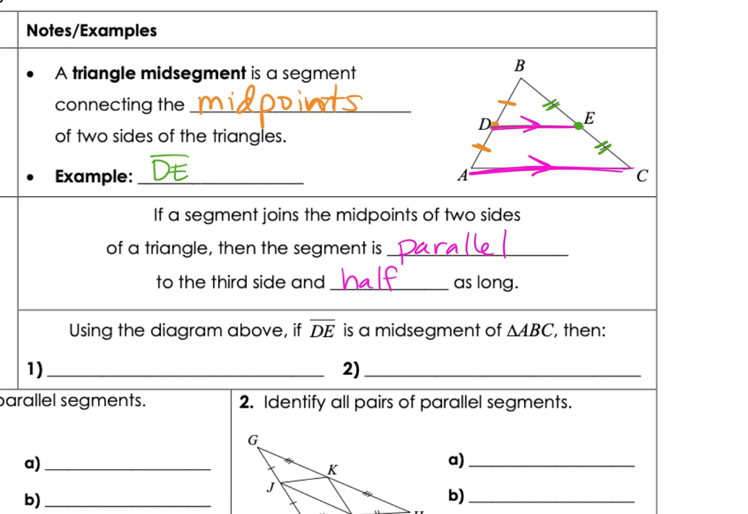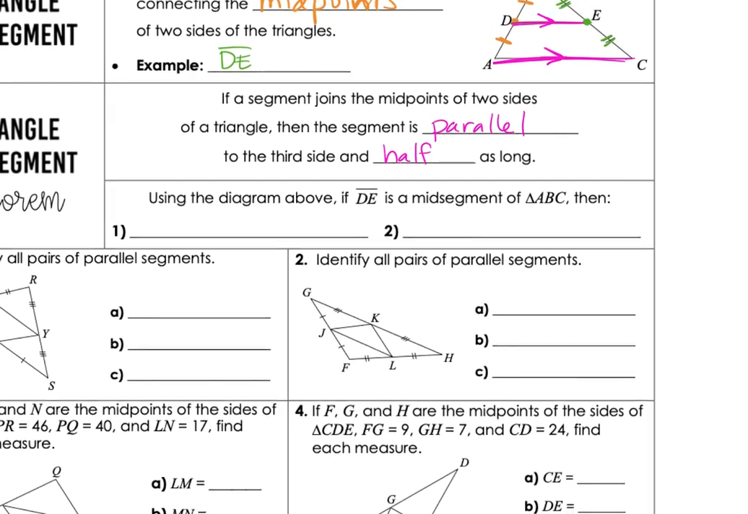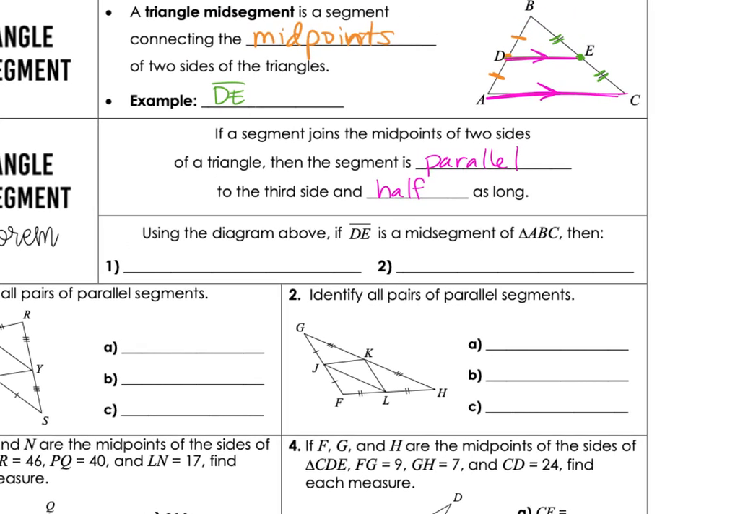Okay. So if you look at that picture, it says using the diagram above, if DE is the mid-segment of triangle ABC, then if we put these two concepts into more symbolic form, we would be saying segment DE is parallel to segment AC. And then we would say DE as a length is half of AC.